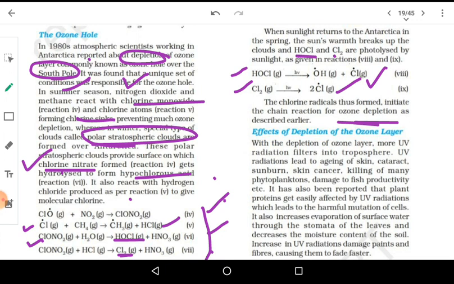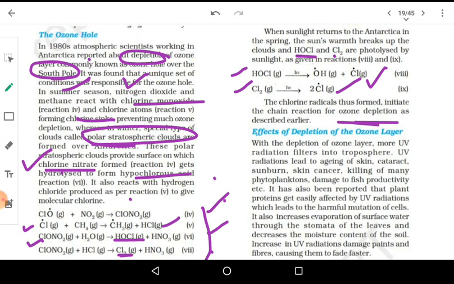Now let us study the effects of depletion of the ozone layer. With the depletion of the ozone layer, more UV radiation filters into the troposphere. UV radiation leads to aging of skin, cataract, sunburn, skin cancer, killing of many phytoplanktons, and damage to fish productivity, etc. It has also been reported that plant proteins get easily affected by UV radiation, which can lead to harmful mutation of the cells, and it can result in the evaporation of surface water through the stomata of the leaves and decrease the moisture content of the soil.